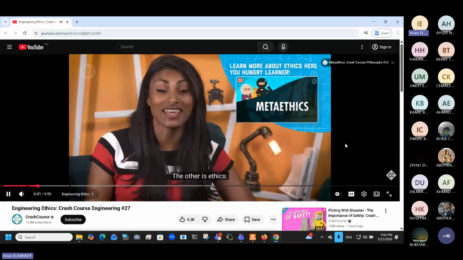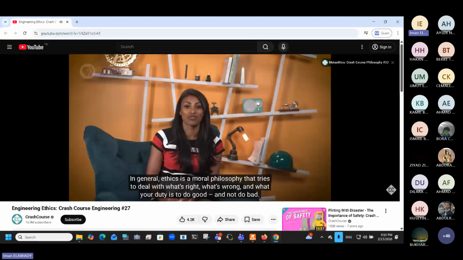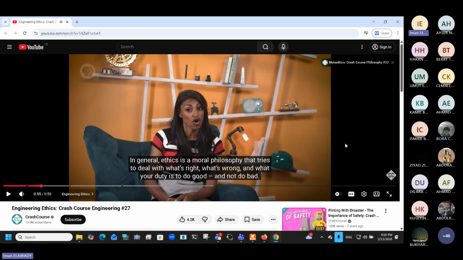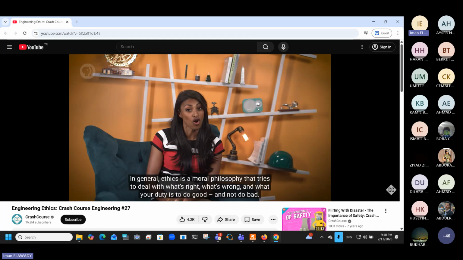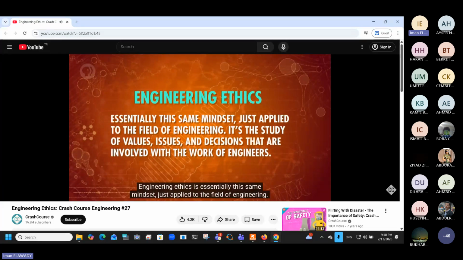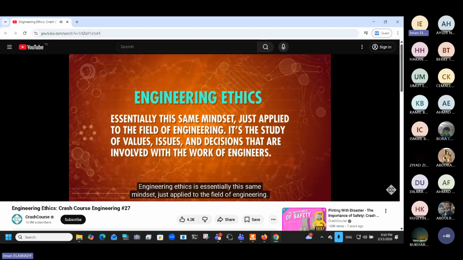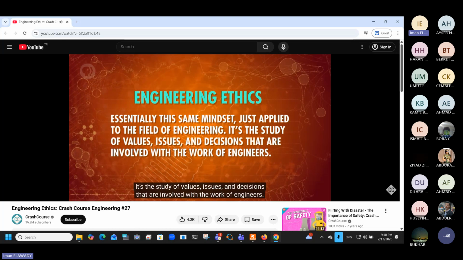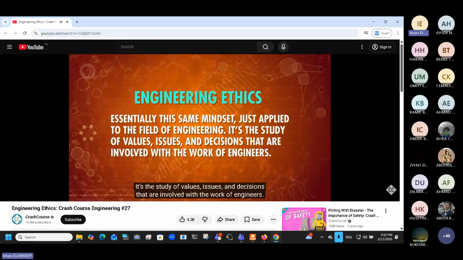The other is ethics. In general, ethics is a moral philosophy that tries to deal with what's right and what's wrong. It is about what's doing right, what's doing wrong, what's going to be bad, what's going to be good, and thinking about the situation as a whole. Do good and not do bad. Engineering ethics is essentially the same mindset, just applied to the field of engineering. It's the study of values, issues, and decisions that are involved with the work of engineers.